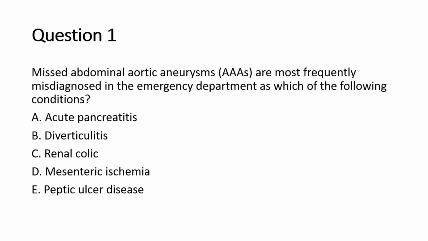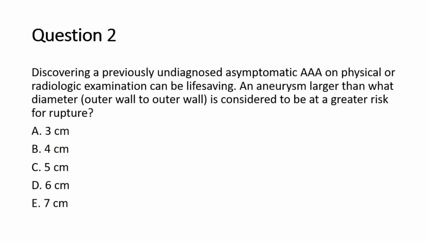Question 1. Missed abdominal aortic aneurysms are most frequently misdiagnosed in the emergency department as which of the following conditions? C. Renal colic. Question 2. Discovering a previously undiagnosed asymptomatic AAA on physical or radiologic examination can be life-saving. An aneurysm larger than what diameter, outer wall to outer wall, is considered to be at a greater risk for rupture? C. 5 centimeters.